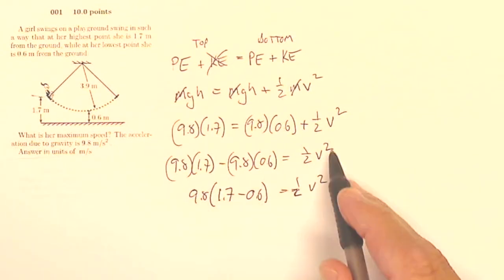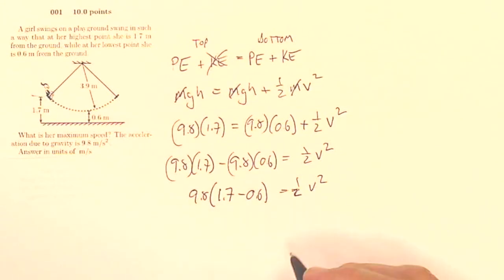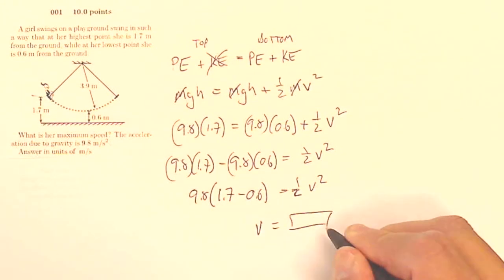But either way, you do the algebra, you double the answer there, you square root it, and you wind up with your speed at the lowest part of the swing.